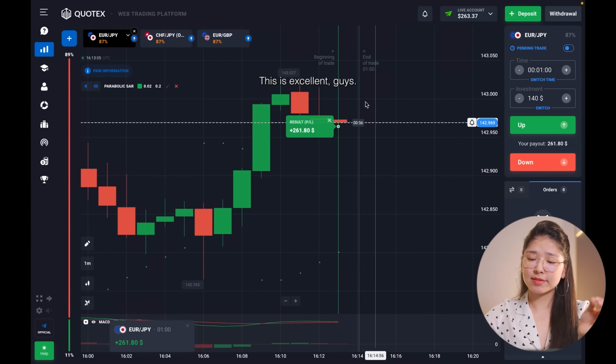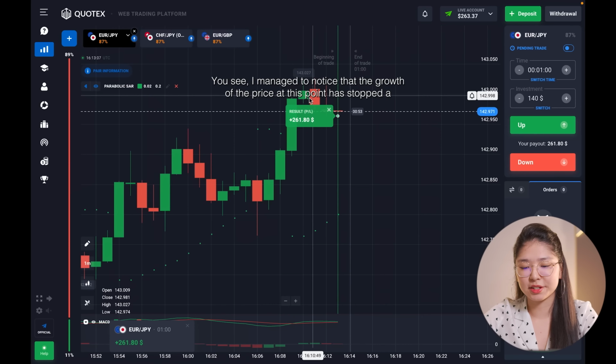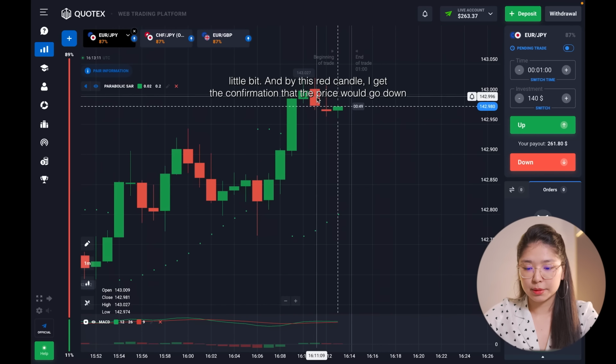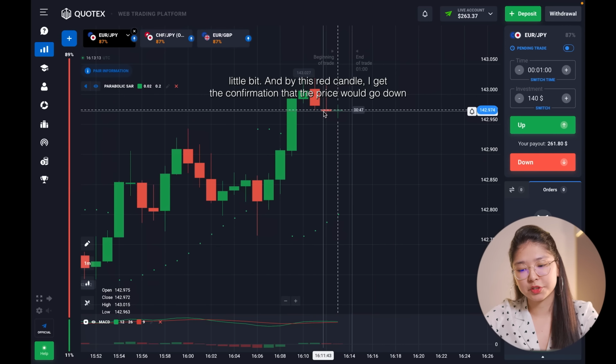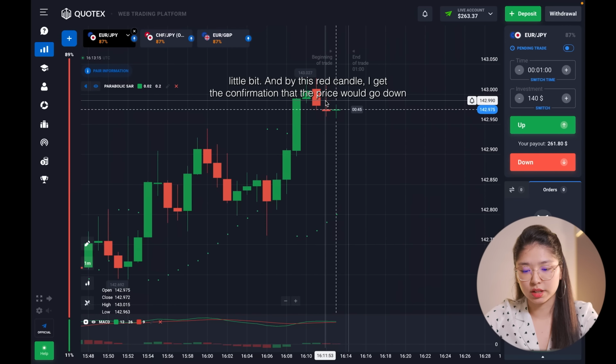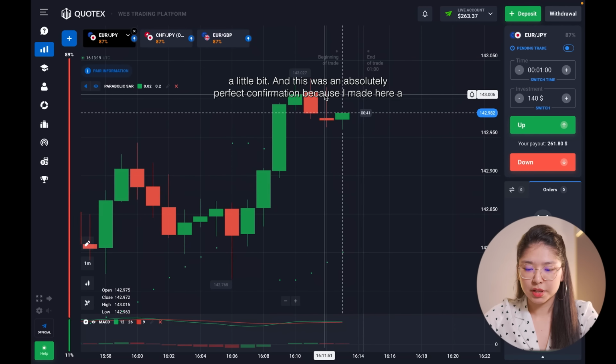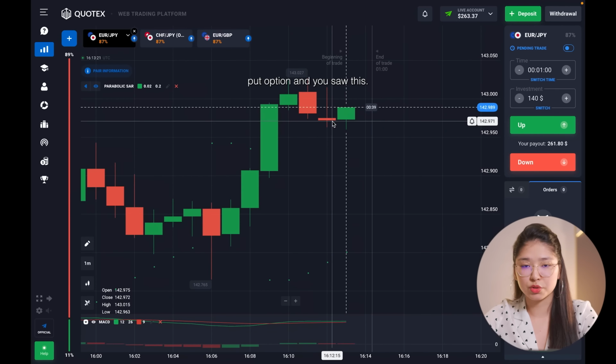And this is excellent guys. You see, I managed to notice that the graph of the price at this point has stopped a little bit. And by this red candle, I get the confirmation that the price would go down a little bit. And this was an absolutely perfect confirmation, because I made here a put option and you saw this.